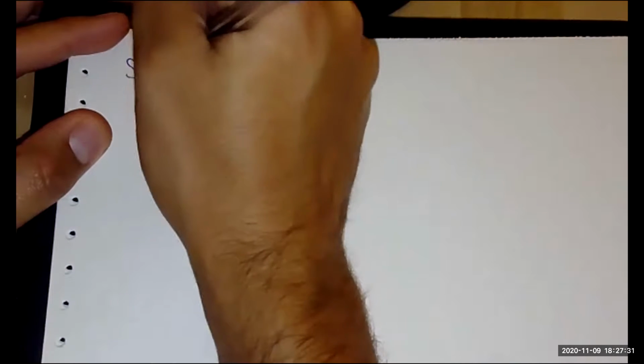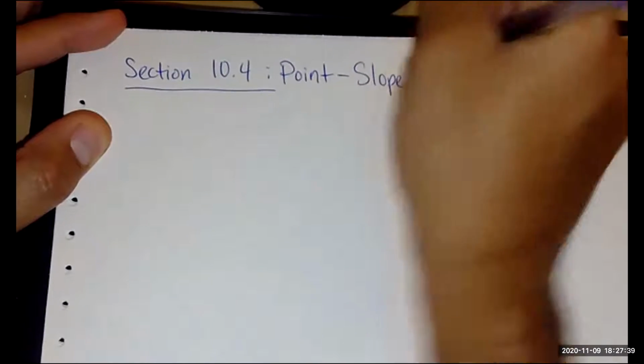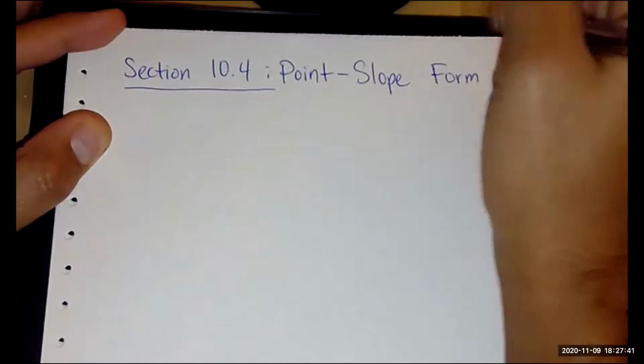Okay. All right. Let's jump into section 10.4 right now, just so we can get into it. There's not much more to cover here, so that's the nice thing. So here we go. Section 10.4. Point-slope form.